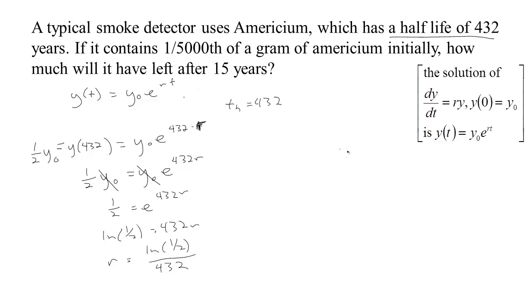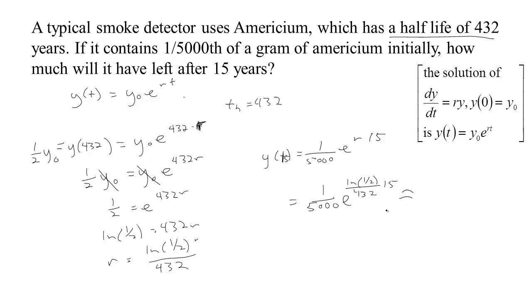Now that we know r, we can answer a question about if we have an initial amount, how much will we have left after a particular period of time. We know the amount we have left is going to be y naught, which is 1 over 5,000, because we had 1/5000th of a gram, times e to the r, which we now know is this number. So it's kind of complicated, I'll just write r, but I know that number. And the time we're waiting is 15 years. I'm plugging in 15 for t, and I want to know how much we have there. So we have 1 over 5,000 times e to the natural log of 1/2 all over 432, that's r, times 15.